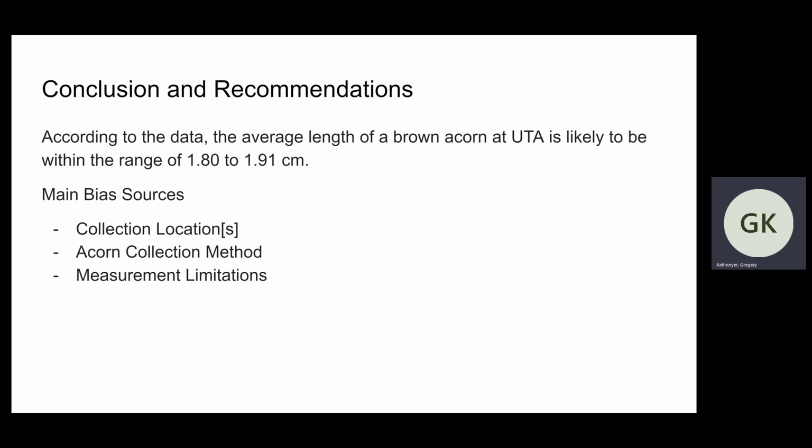Possible issues: bias, where I was collecting the acorns, because I only sampled those two locations at UTA, and there are other locations of acorns. And how I was collecting them, because I tended to collect a bunch of acorns from one specific spot and then move on to another spot, maybe half a dozen acorns from each location, which is going to throw off numbers if acorn sizes weren't just randomly distributed for some reason. And obviously acorns tend to roll around, so that could cause issues with measurement.